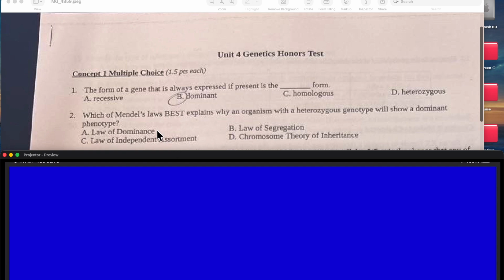In question one, we are asked the form of the gene that is always expressed if present, and that is the dominant form. Number two, which of Mendel's laws best explains why an organism with a heterozygous genotype will show a dominant phenotype? And the answer is A, the law of dominance.